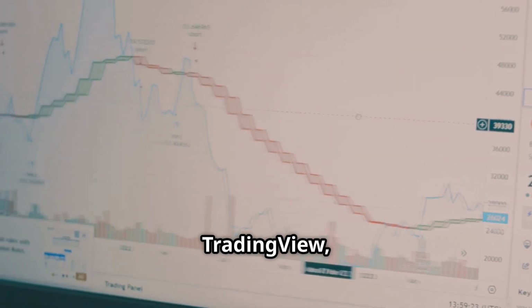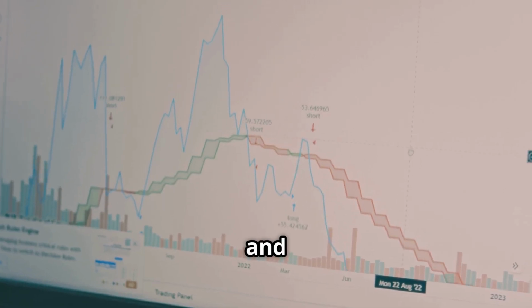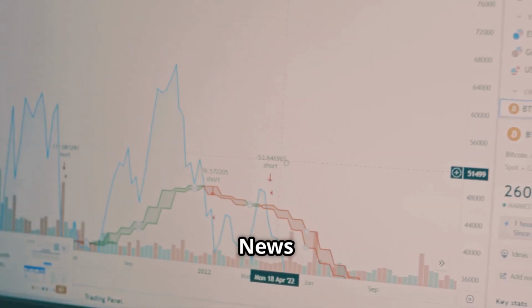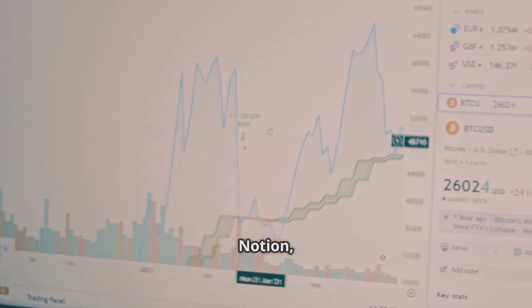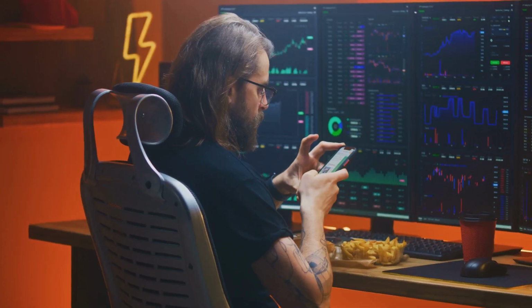Tools to use: TradingView, NinjaTrader, Sierra Chart, DOM and time and sales for scalping, news feeds, Zero Hedge, Bloomberg, Financial Juice, journaling, TraderView, Notion or Excel.